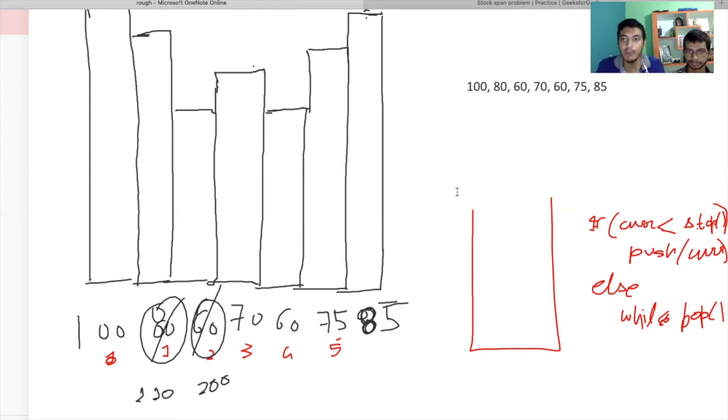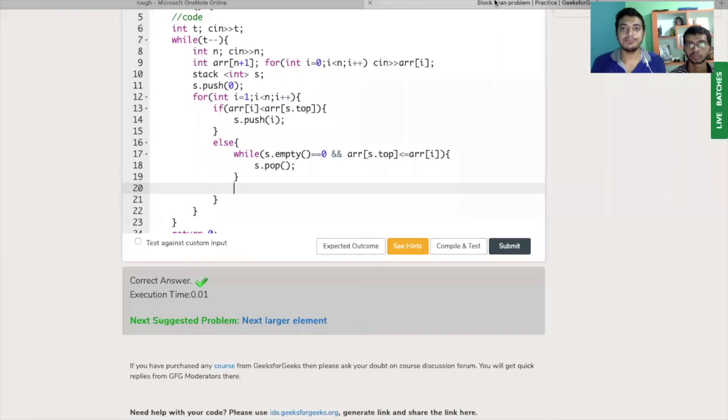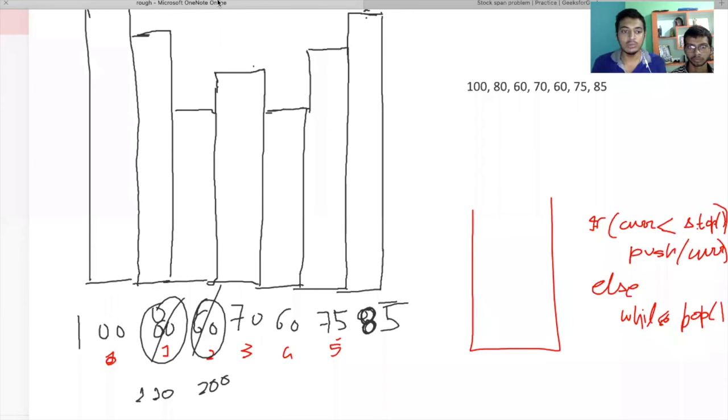So we have popped out 100. Now we calculate the answer. What is the answer? The index of the current element, that is the index of 110, which is 1, minus the index at the top of the stack. But the stack is empty, so s dot top will throw us an error. So this is the case where the stack will be empty. In those cases, we are simply going to write answer equals index.